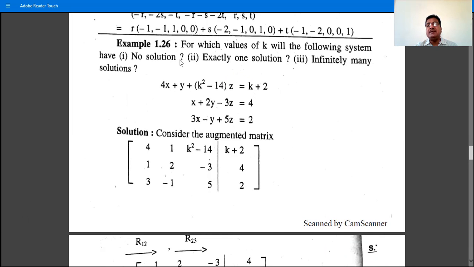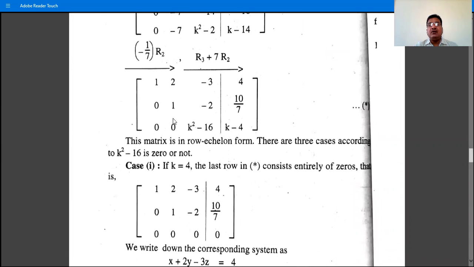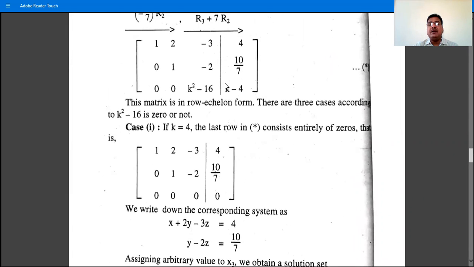For which value of k does the system have no solution? The system has no solution if the rank of A is not equal to the rank of AB. Suppose the rank of A is 2 and the rank of AB is 3, then rank of A is not equal to rank of AB. So if this number is non-zero and if this number is 0, then the ranks are not equal. So if k is 4, then what do we have? This is a 0 number, and this is also a 0 number.